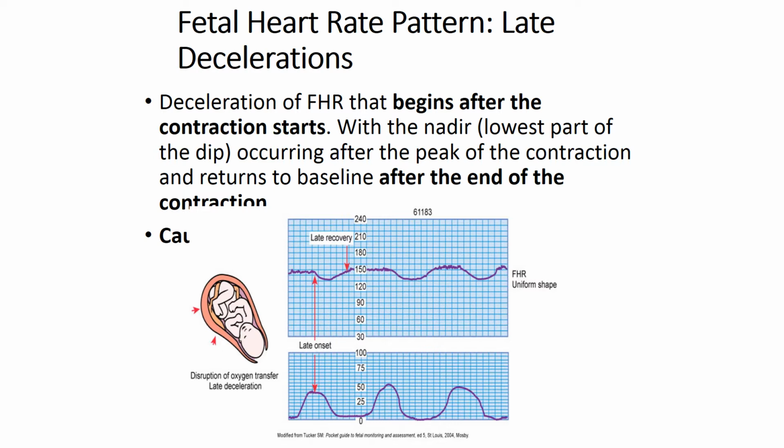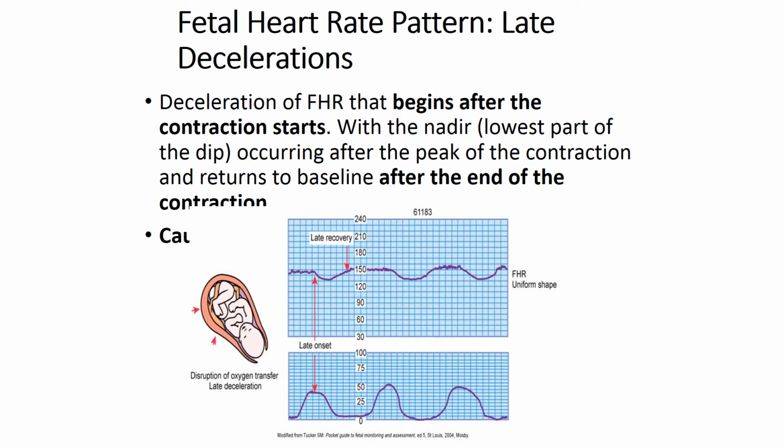This is caused by uteroplacental insufficiency. And some of those causes include uterine tachysystole, which we talked about a few minutes ago, maternal supine hypotension, epidural or spinal anesthesia sometimes, placenta previa, placental abruption, hypertensive disorders, post-maturity, intrauterine growth restriction, diabetes mellitus, or intraamniotic infection. All of those can affect the blood flow coming from the placenta to the uterus.